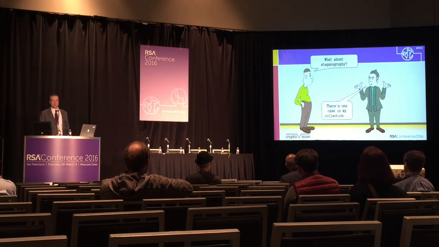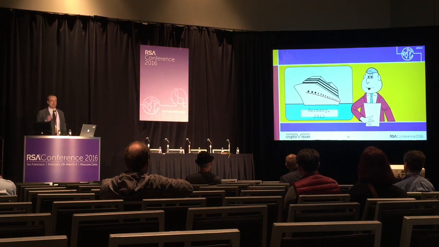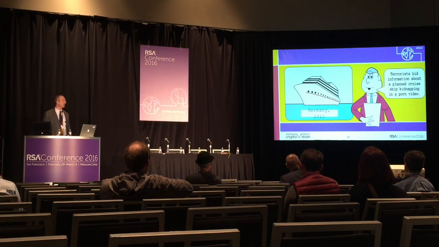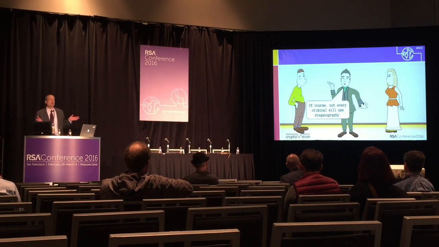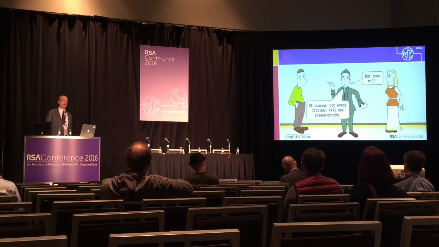And what about steganography? Well, there's one steganography case in my collection. In Germany, terrorists hid information about a planned cruise ship kidnapping in a porn video, classical case of steganography. And so, again, we can say, of course, there will be criminals using steganography, even if only backdoored crypto products will be on the market. Of course, not every criminal will do this, but again, this will lower the value of a backdoor in an encryption product, because everybody can simply use something else.